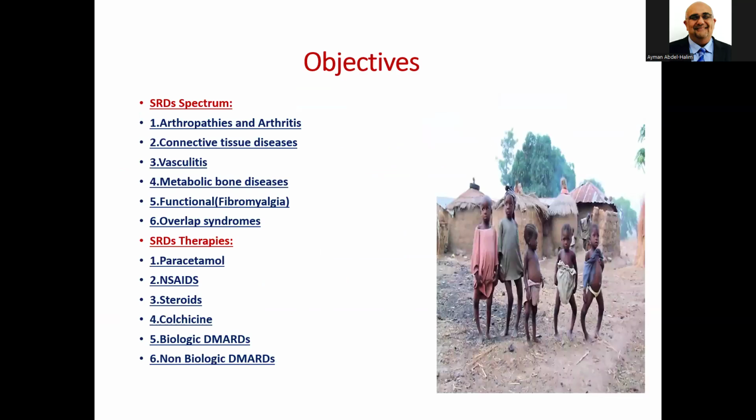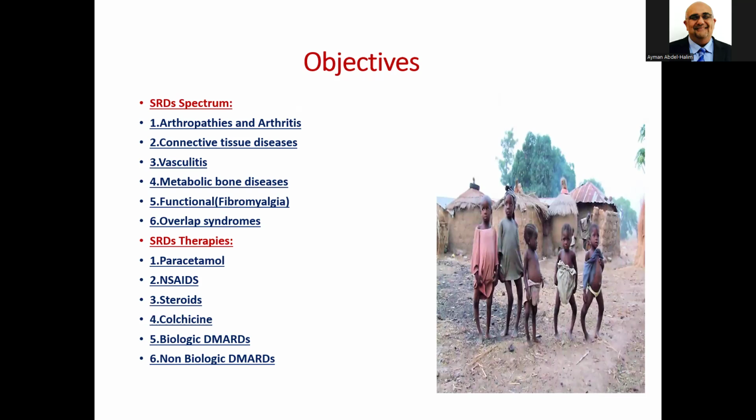These are our objectives of this presentation. Systemic rheumatic diseases spectrum and systemic rheumatic diseases therapies. The spectrum, number one, is arthropathies and arthritis. The difference between arthritis and arthropathies: arthropathy is a degenerative phenomenon, while arthritis is an inflammatory phenomenon.